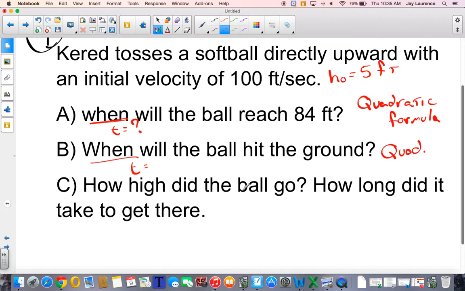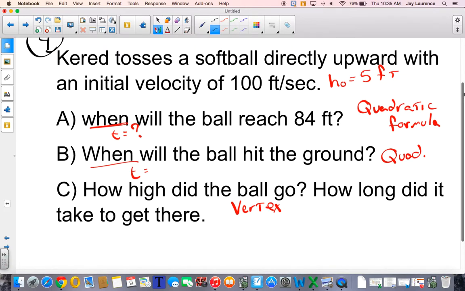How high did the ball go? Height. How high is it going? That's a vertex question. Vertex. Now you might say the second part, how long did it take to get there? You might go, oh, well, that's going to be quadratic formula. It could be, but I think you'll see in a minute why I wouldn't use the quadratic formula on that.